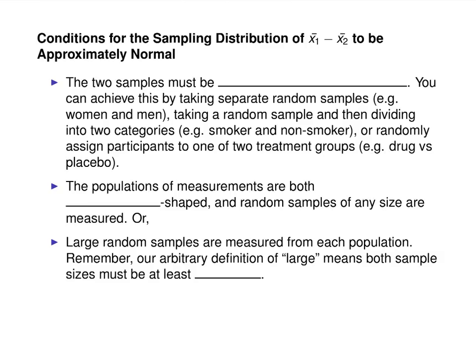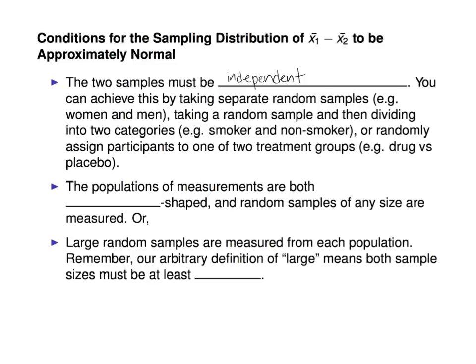Okay, so the conditions that we need for the sampling distribution of x1 bar minus x2 bar to be approximately normal. The first thing is the two samples must be independent, so not coupled in any way. You can achieve this by taking separate random samples, like women and men. You could take a random sample and then divide it into two categories, like smoker and non, or women and men as well. Or you could randomly assign participants to one of two treatment groups, for example, drug versus placebo.